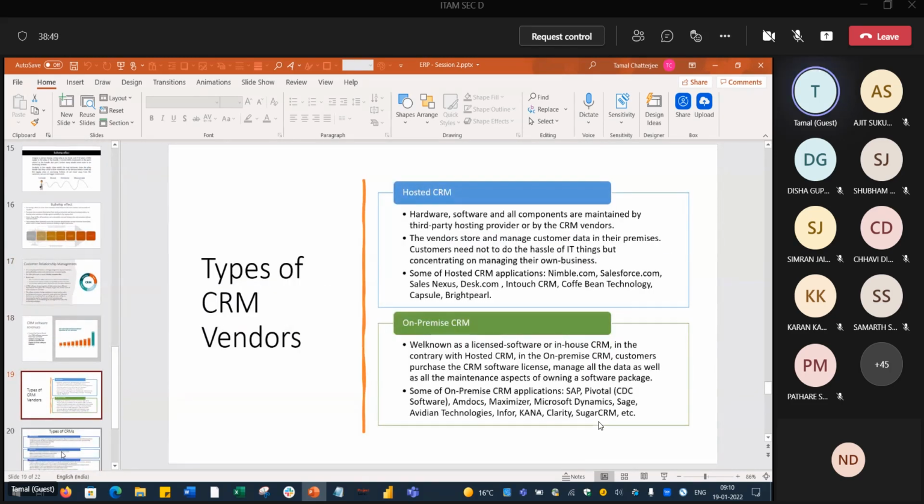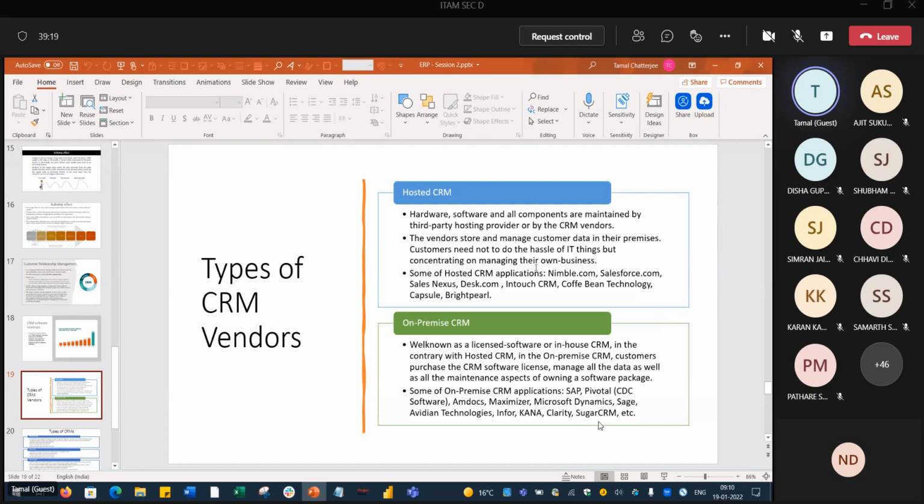Okay, and now you have two types of CRM: on-premise and hosted. Hosted where? In the cloud. So just like our ERP, where we have on-premise, hosted and hybrid, here also in CRM we have hosted and we also have on-premise. So let us see the examples. See what are the names we know.